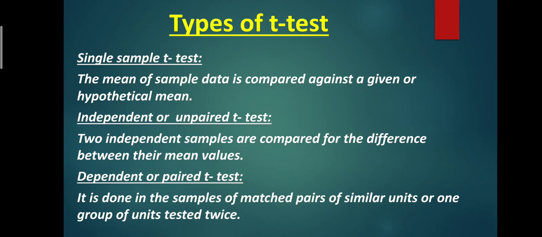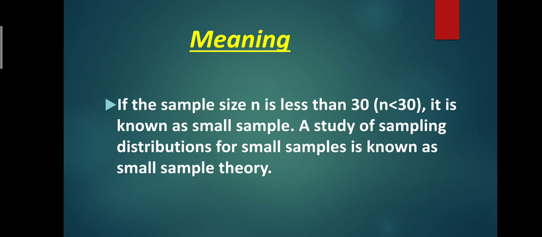Now let's move on to the meaning. If the sample size n is less than 30, it is known as a small sample. A study of sampling distributions for small samples is known as sample theory. It means that when sample size is less than 30, it is called a small sample. If it is 30 or more than 30, then it is called a large sample test. You all know that, right?